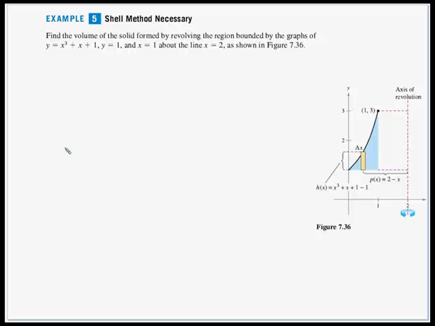So let's set up our generic equation. That's going to be 2 pi times the integral of p of x, h of x, because we are going to integrate with respect to x. Our axis of revolution is x equals 2, and our representative rectangles are going to be perpendicular to the x-axis, so we will be integrating with respect to x.